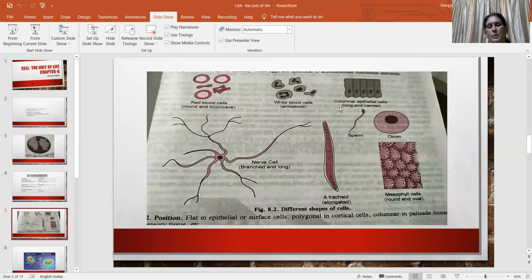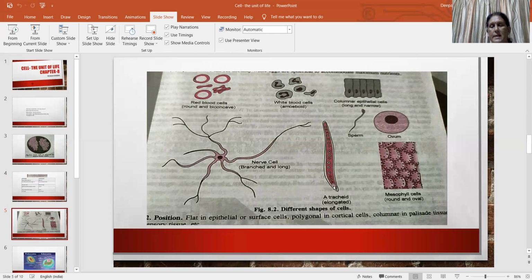Next is the columnar epithelial cell. These epithelial cells are found in the skin layer, and they are elongated or rectangular and attached to each other. Next is the nerve cell. In human beings, the nerve cells are branched and possess many elongated processes, and inside, at the center, the nucleus is present.